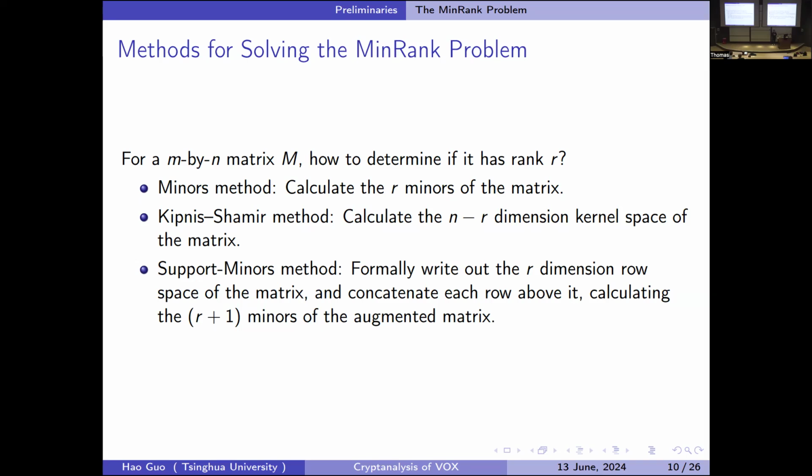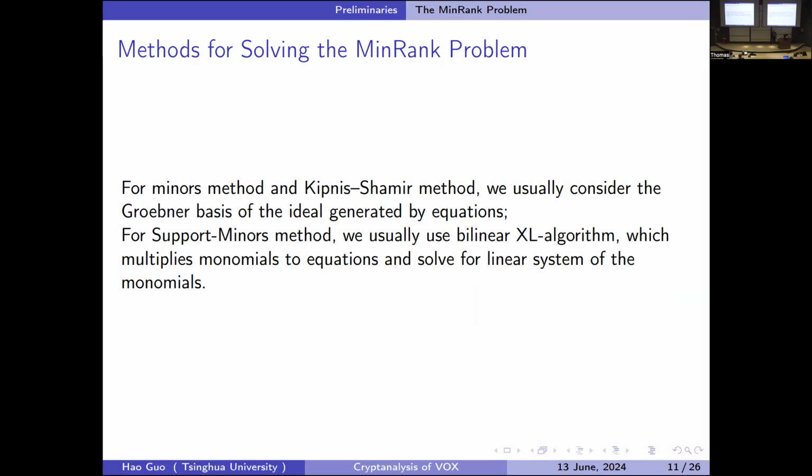where we calculate the r plus 1 minors of the augmented matrix, we can get bilinear equations for the linear variables and the minor variables. And for the minors method and Kipnis-Shamir method, we usually consider solving it by using Gröbner basis, and we consider the ideal generated by these equations. And for the support minors method, the authors recommended that we should use the bilinear XL algorithm, which multiplies monomials to equations, and so solves the linear system of the monomials.